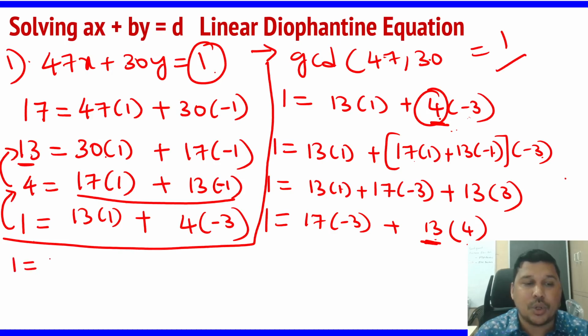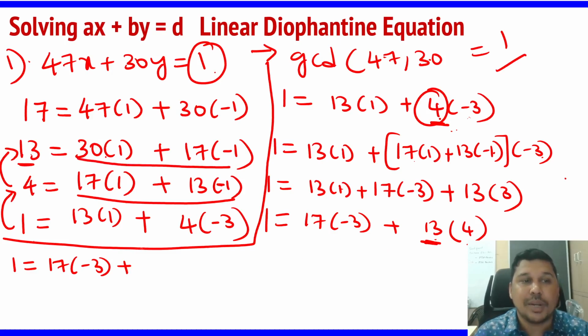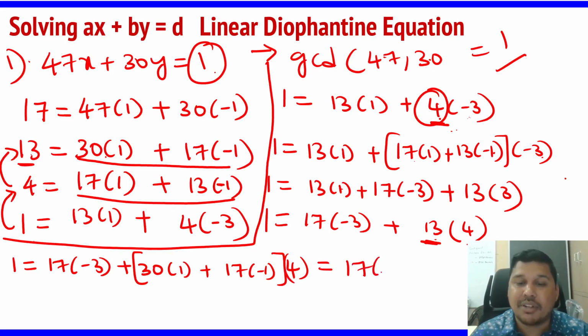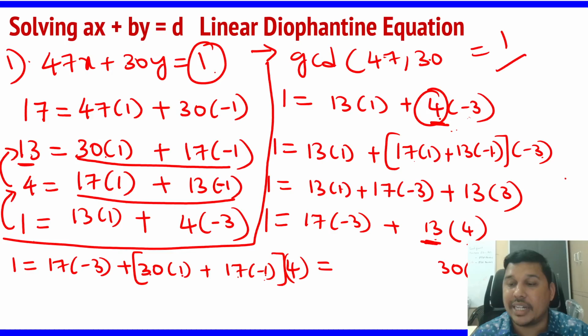So, the equation becomes 1 equal to 17 into minus 3 plus, in place of 13, I will include this: 30 into 1 plus 17 into minus 1, whole multiplied by this 4 as it is in brackets. So, what does this equation become? It becomes 17 into minus 3 plus 30 into 4 plus 17 into minus 1 into 4, that is minus 4. So, 17 of minus 4. If I sum it up, it becomes 30 of 4 plus 17 of minus 7. This is my equation now: 1 equal to 30 into 4 plus 17 of minus 7.